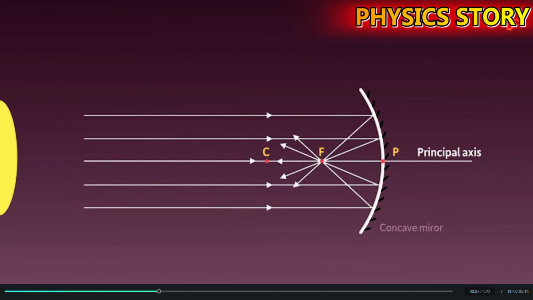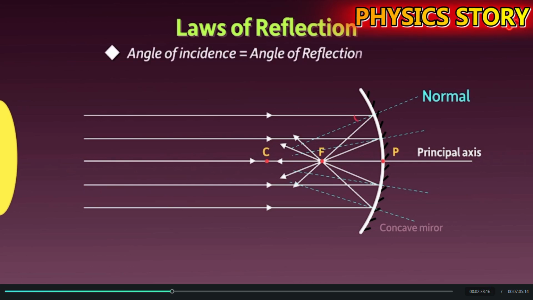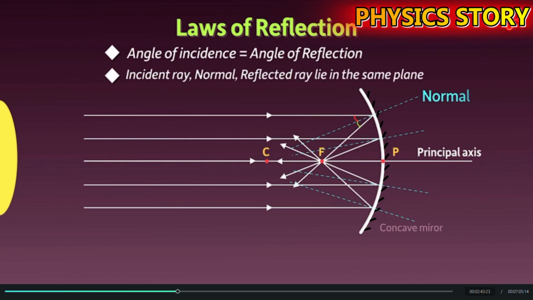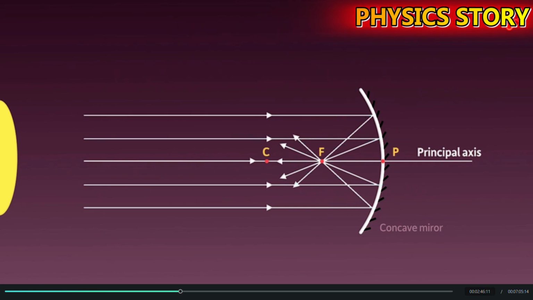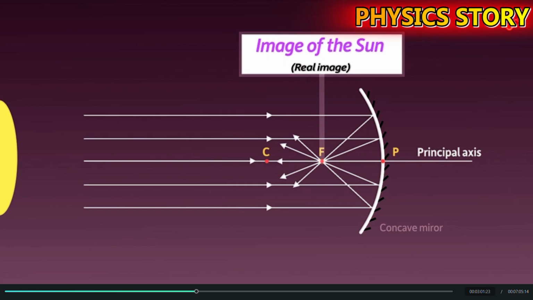We know that all the rays of light after being incident on any surface will follow the laws of reflection. We see that after reflection, each ray is indeed following those laws. Angle of incidence is equal to the angle of reflection, and all the three lie in the same plane. Where are they going after reflection? Well, they are all meeting each other at the principal focus. Yes, they are all converging at the principal focus. And this is where the image of an object is formed. Yes, this is an image of the sun and it's a real image.